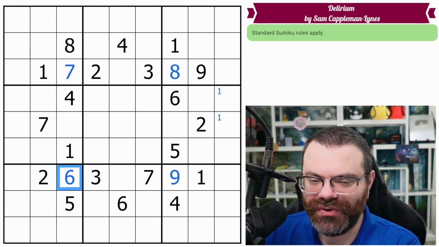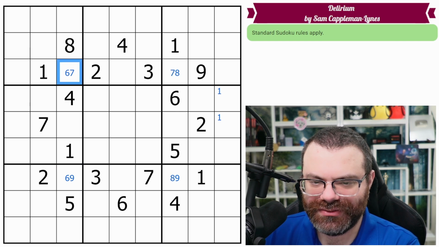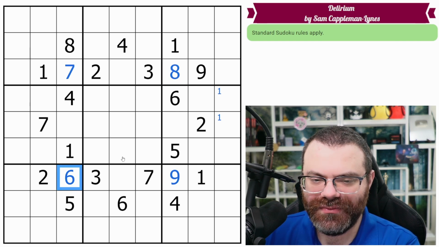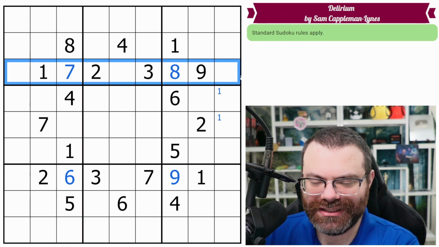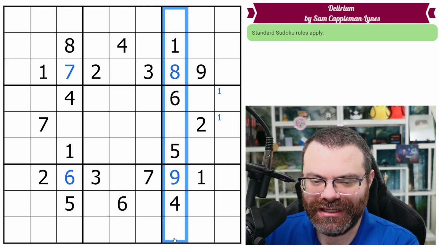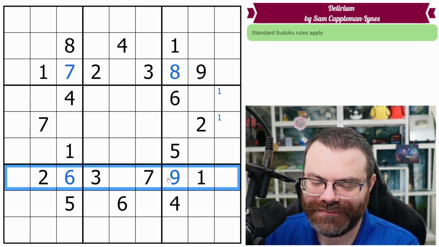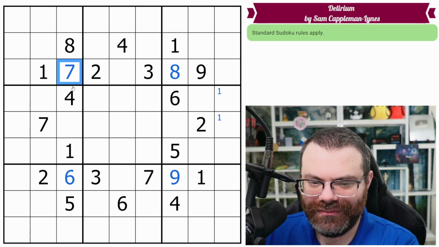Now the thing that we want to notice about that, if I undo real quick, just so I can make sure I get this right, yeah. The thing we want to notice is that this column has a 6 in it, this row has a 7 in it, this column has an 8 in it, and this row has a 9 in it. Right? In these specific cells.